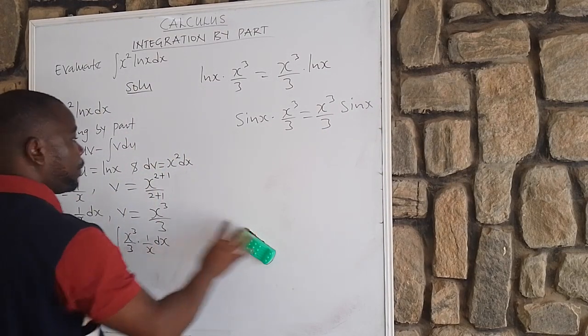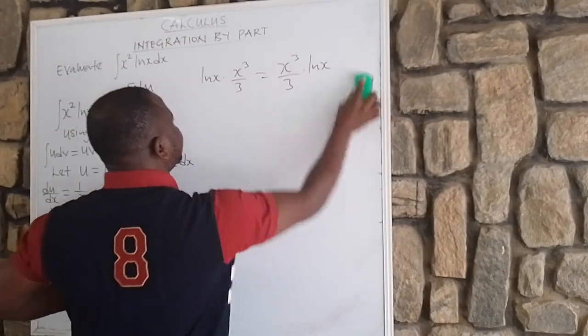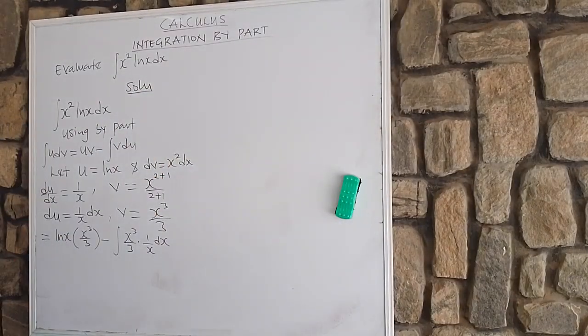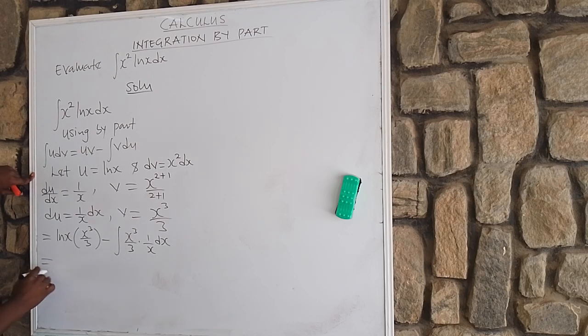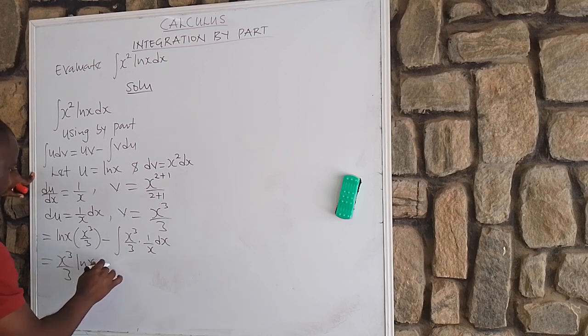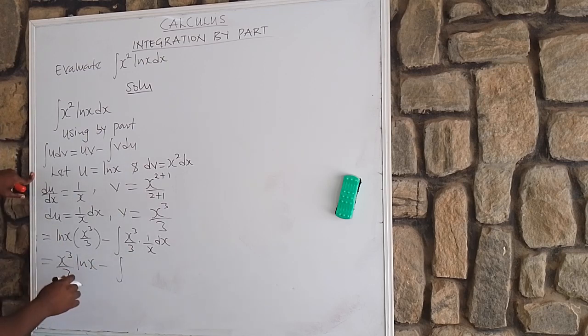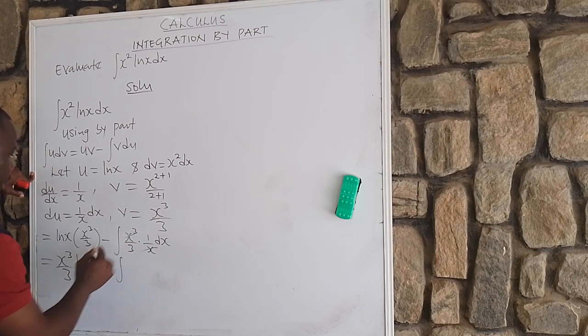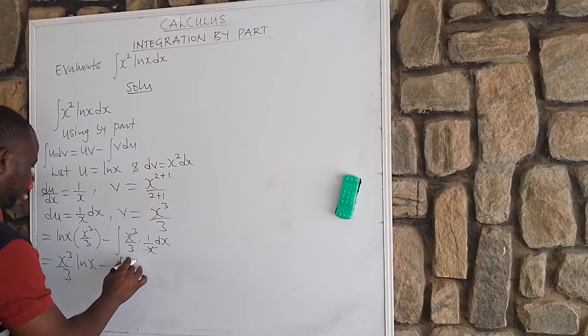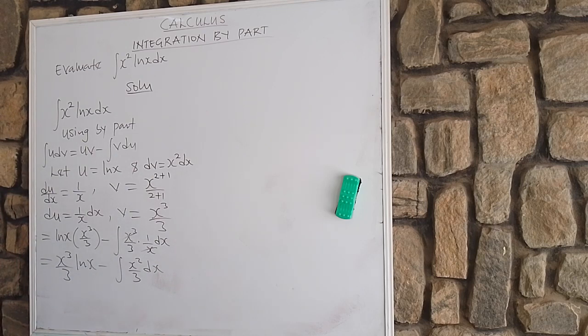So here, if you can see what I am saying, this is equal to x raised to the power of 3 all over 3 times ln x minus the integral. You don't need a prophet to tell you this and this will go. True or false? So we are going to have x raised to the power 2 all over 3 dx, isn't it?